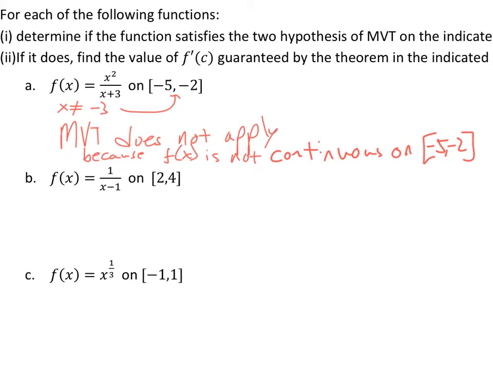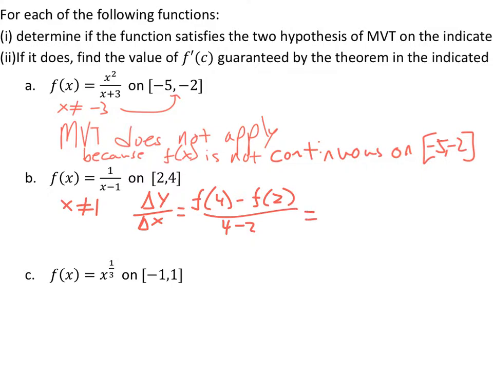How about this one? Well, it's another rational function. We know x cannot be 1. Is 1 on this interval? Nope, it's not. So that's not a concern, so we can go ahead and find the derivative, okay? So first thing here, let's find our secant line. Delta y over delta x, and so that would be f of 4 minus f of 2 all over 4 minus 2. F of 4 gives us 1/3, and f of 2 gives us 1 over 1. And 4 minus 2 is obviously 2. So this is going to be 1/3 minus 1 all over 2.